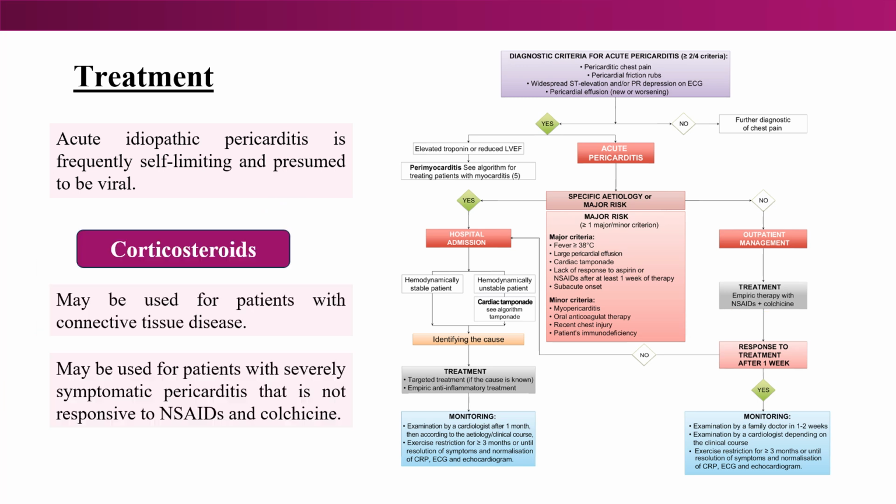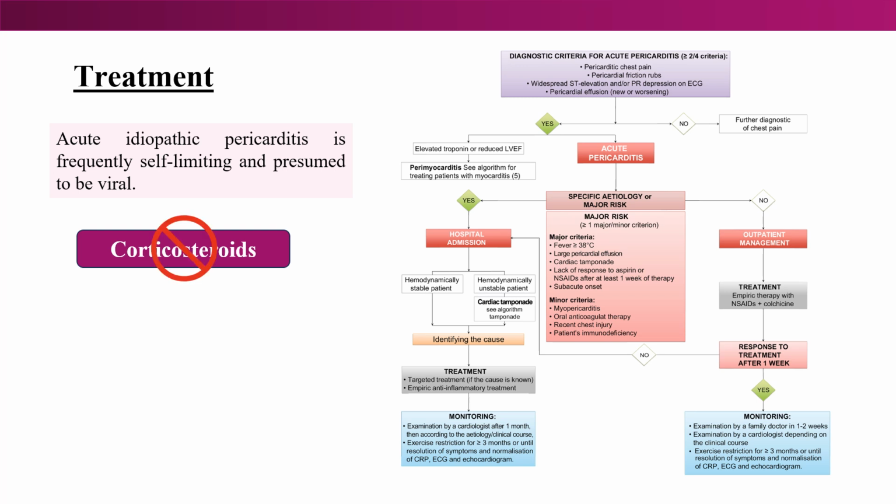On the other hand, corticosteroids may be used for treatment of persons with connective tissue disease or severely symptomatic pericarditis that is not responsive to NSAIDs and colchicine. Corticosteroids should be avoided if possible due to an increased number of recurrences associated with use, if not related to autoimmune diseases. However, if it cannot be avoided, only a short course of corticosteroids should be initiated.